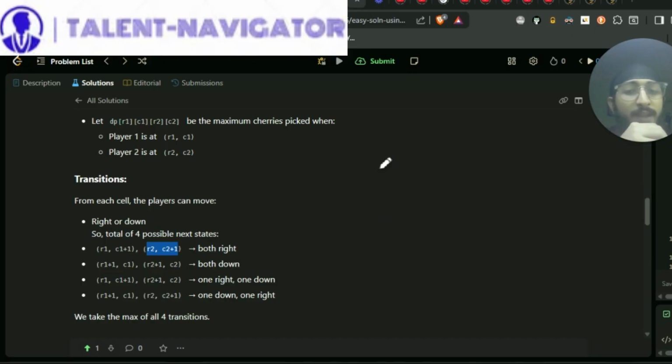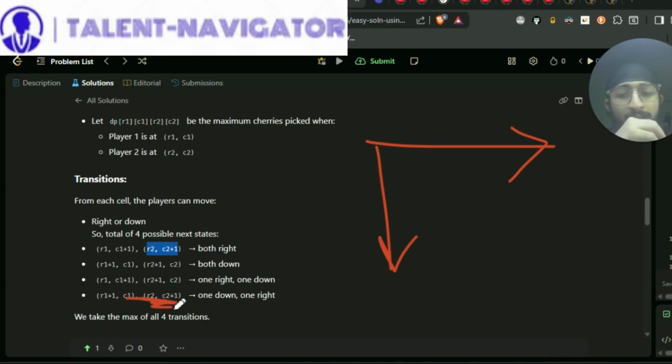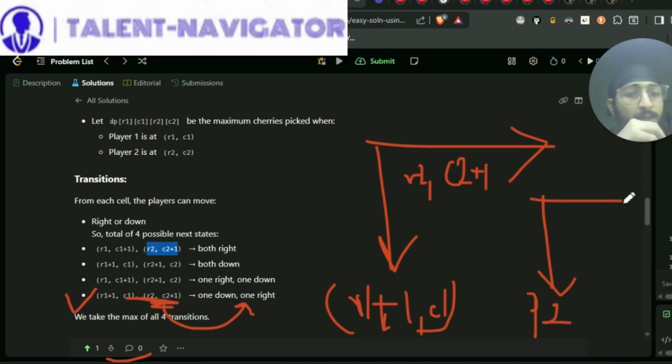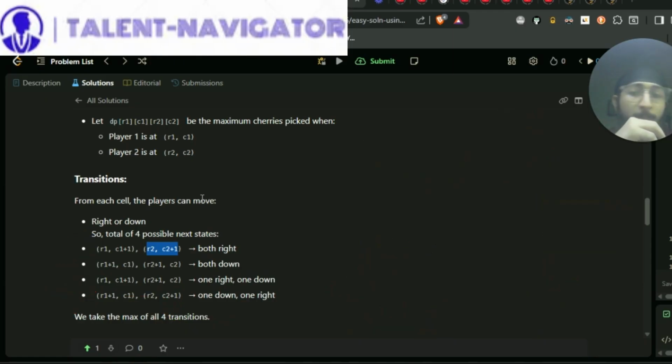Now there could also be a case where player 1 is moving down and player 2 is moving right. So if player 2 is moving right, we take C2 plus 1 and R2 remains as it is, while for player 1 moving down, we have R1 plus 1 and C1 as it is. So this is that case. And finally, player 2 goes down while player 1 goes right. So these are the 4 cases that we can have.